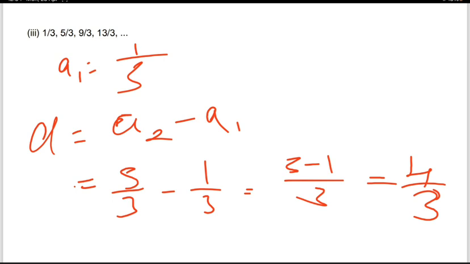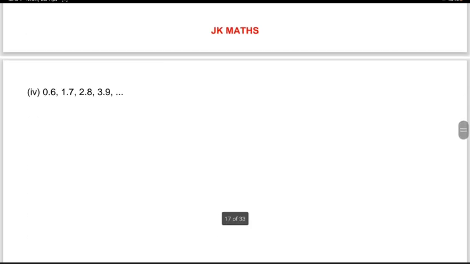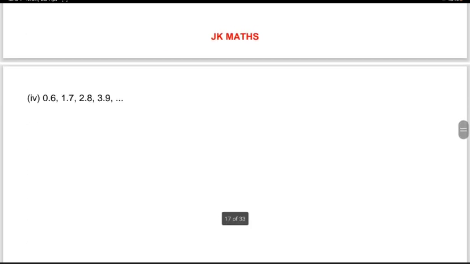There is one more subdivision, you can just write it as homework, it is an easy one. So I will show you. Here you need to find the common difference, which is 1.7 minus 1.6. The first term is 0.6.